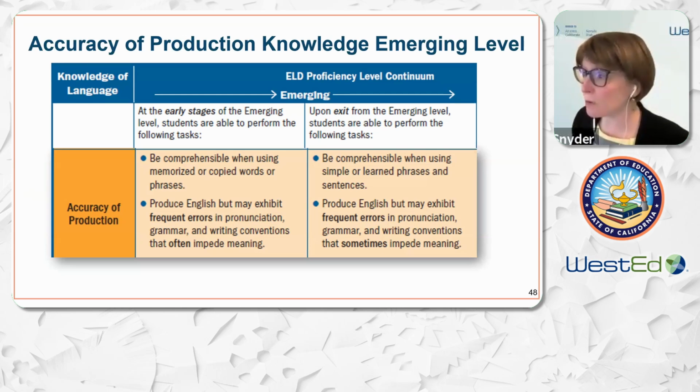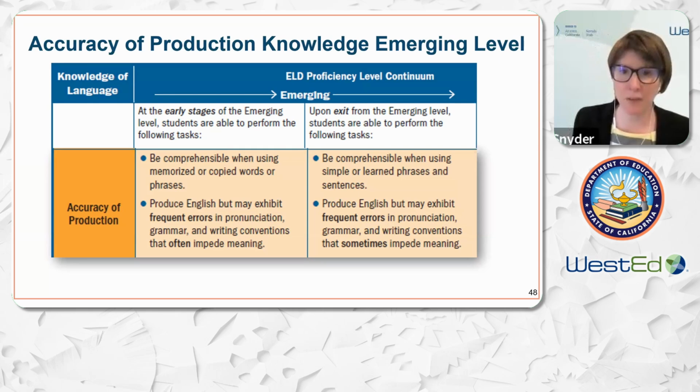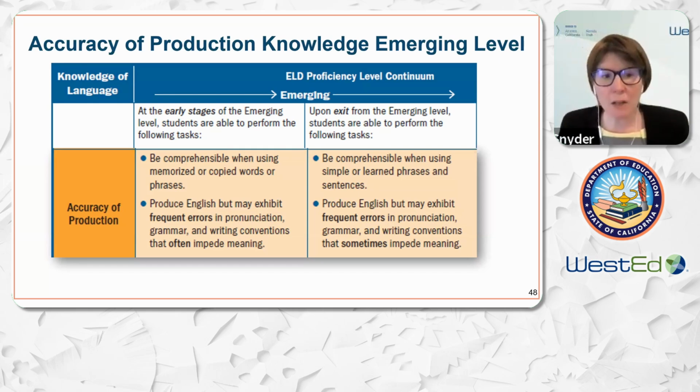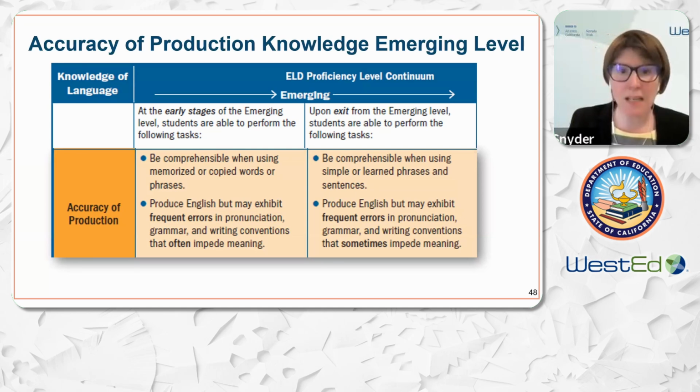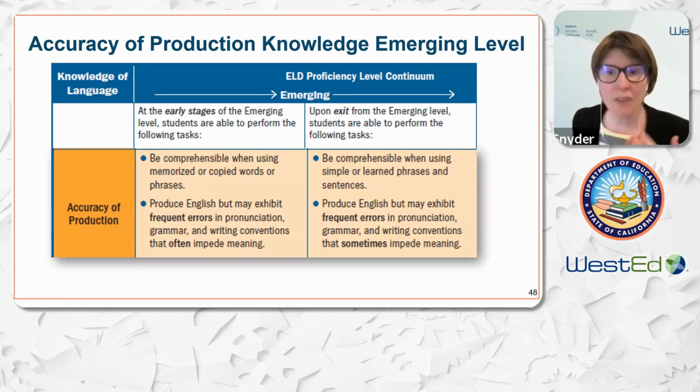We'll now review each proficiency level in the accuracy of production knowledge of language to see the tasks that EL students should be able to perform at the early stages of the level and then when they exit the level. So remember that the accuracy of production knowledge of language indicates the extent of accuracy in production EL students can be expected to exhibit at the level. And the image on the slide shows the emerging level in the accuracy of production knowledge of language from page 23 of the California ELD Standards publication.